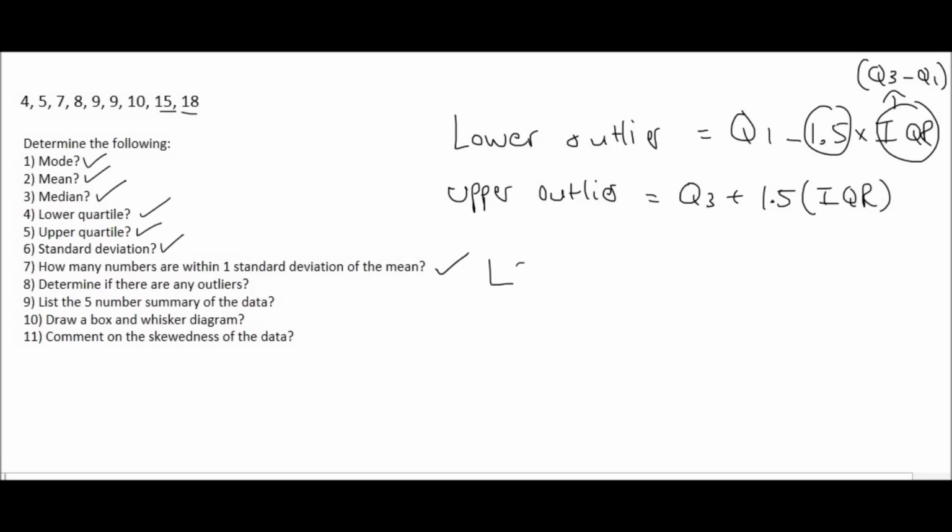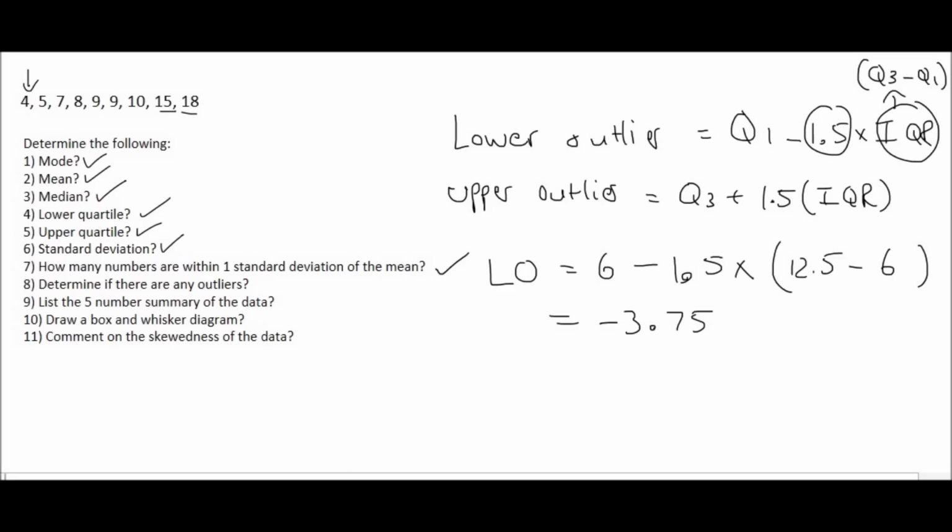So to work out the lower outlier, we will take Q1, which we got a value of 6, and we'll minus that by 1.5 times the IQR. Now your IQR is your upper quartile, which we said was 12.5, minus your lower quartile, which is 6. And if you plug this in on the calculator, you get a value of negative 3.75. So any number that is lower than that, then any number smaller than that will be an outlier. However, our smallest number over here is 4, and so we don't have any lower outliers.